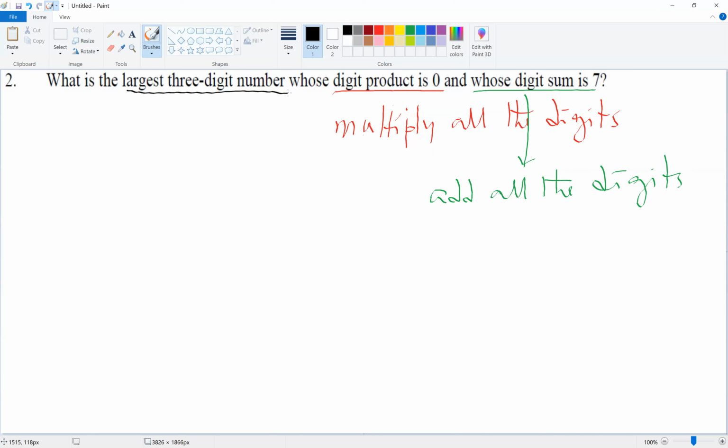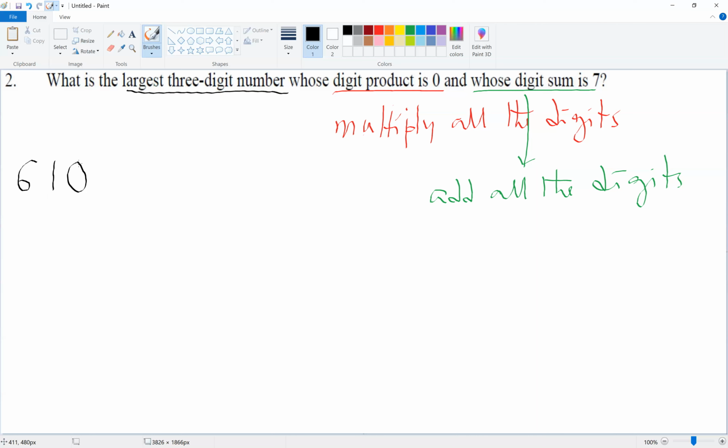I got at least 610. 600 and 10. 610. So this will work. Multiplying will give you 0, adding will give you 7. But unfortunately, this is not the largest. Anybody else got a bigger number than 600?